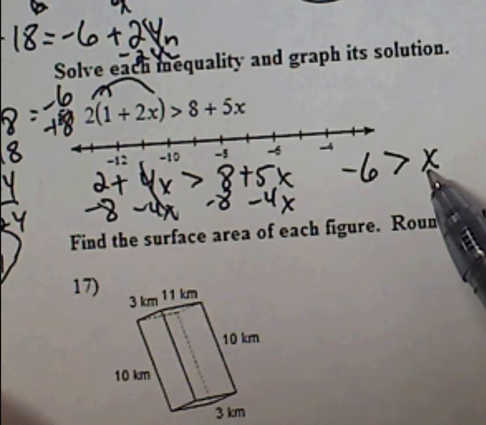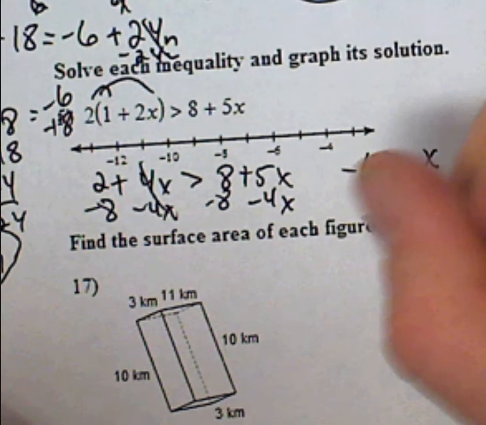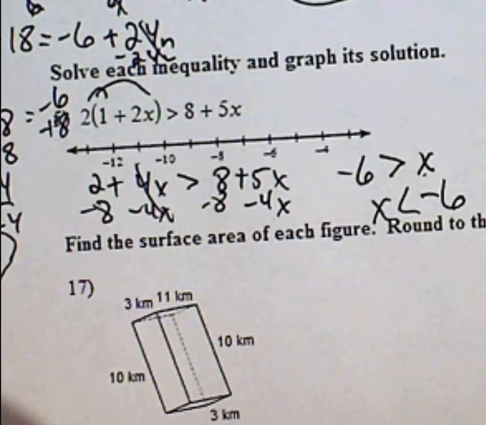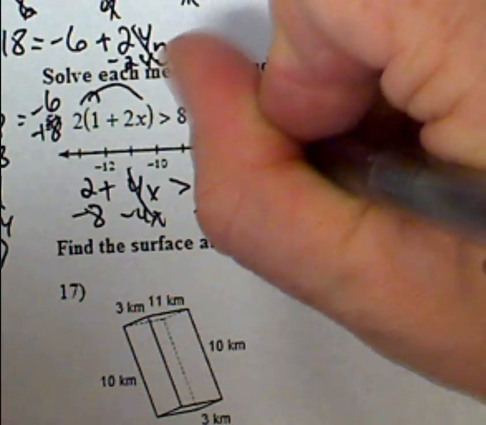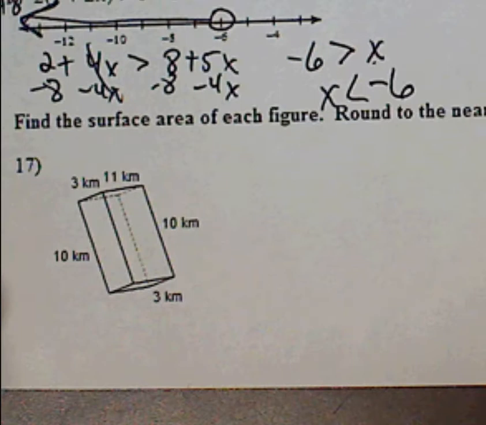I pronounce this as x is less than -6, or you could have had this if you kept the x on the left side. X is less than -6, open circle, going to the left. Less than means to the left.